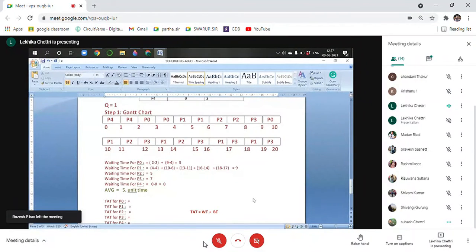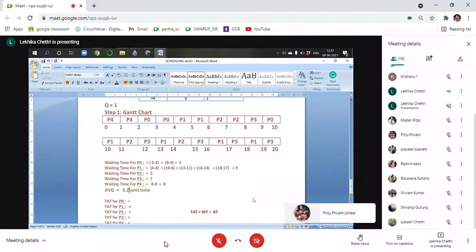Others, please check it. The calculation I did gives 5.2, but I could also be wrong, so the rest of you please check. Ma'am, 5.2. Okay, the person who had got 5.4, please recalculate it, and the correct one is 5.2.